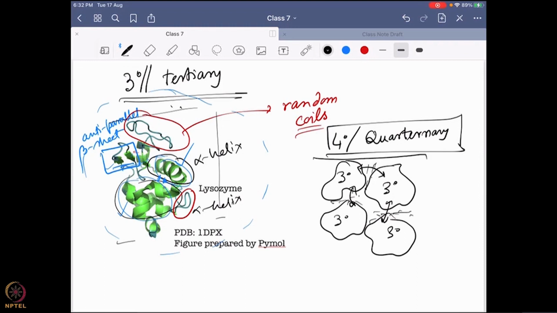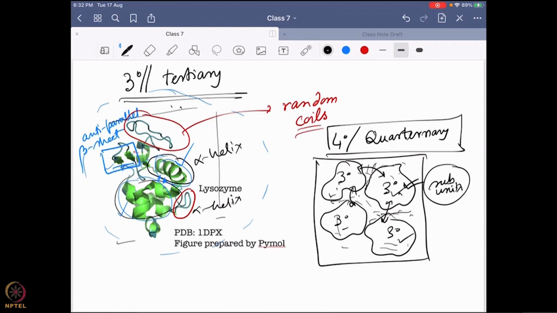And altogether, one part of the 3-degree structure's flexibility or regulatory function affects all the others. So they have a close connection through bonding from one 3-degree structure to the other. If you find such structures, we say it is a 4-degree or quaternary structure, and we call each of them subunits. Each of them has some effect on the others, some cooperativity effect, you can say.